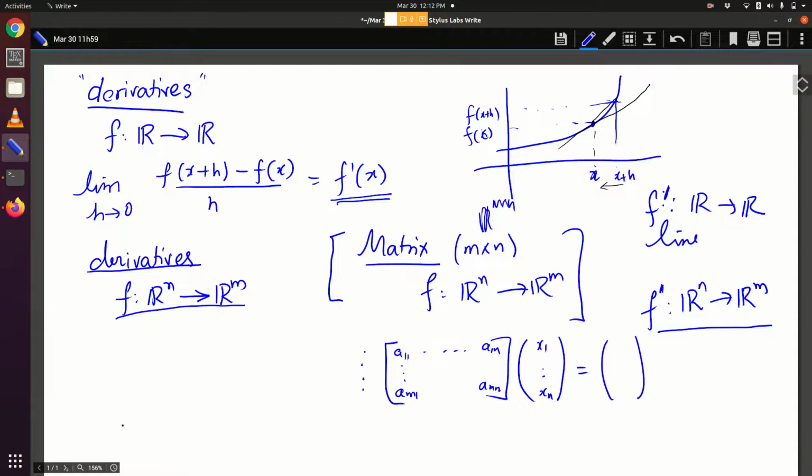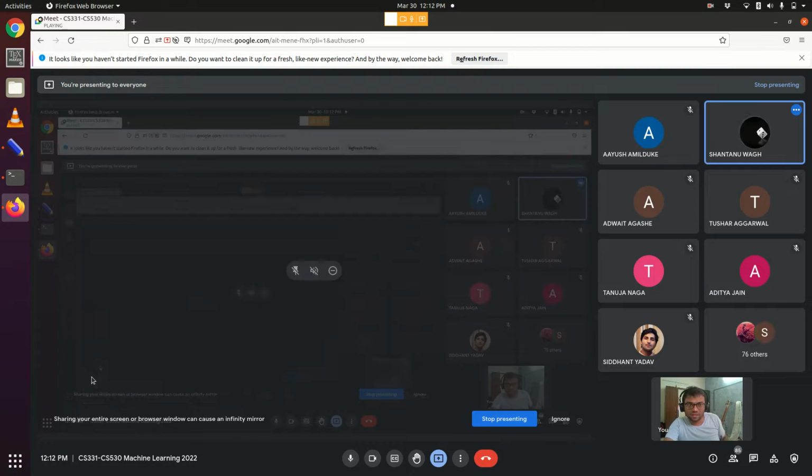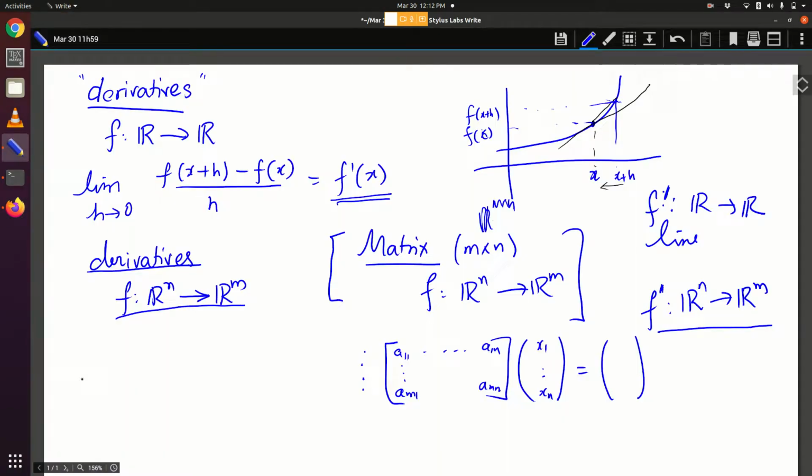Okay, so since you are silent, I'm assuming you don't know or it's too trivial. Do you, Tushar? Sir, I think so. We call it Jacobian matrix. It consists of partial derivatives. Yeah, that is correct. So essentially it is this.